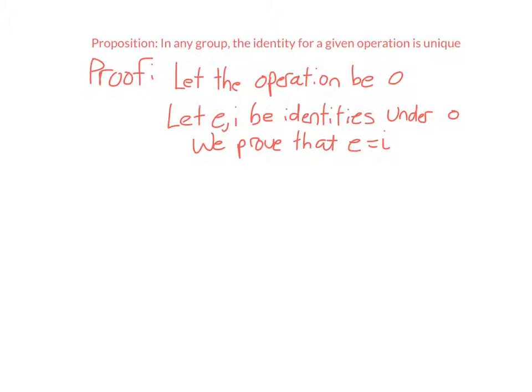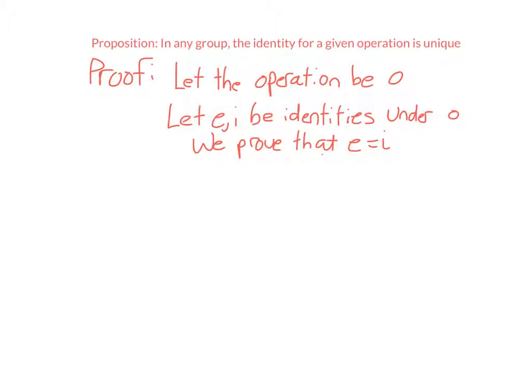I'm going to start off by defining the operation because I need to know which operation I'm talking about. And then I've written what I just said. So I want to prove that if E and I are both the identity under an operation, then they must be equal. They must be the same element because the identity is unique.